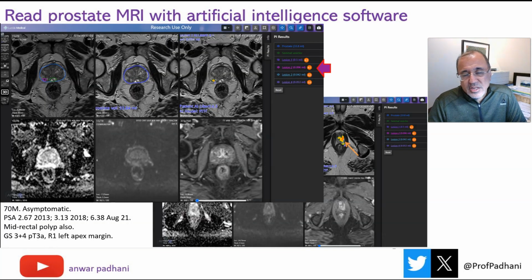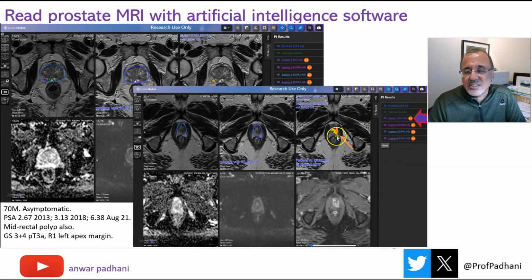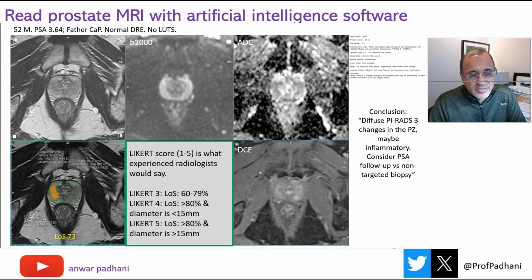Now if we had had the AI available at the time, the AI also spots this lesion. But what else do you notice? You notice that the AI in fact also sees the left apical lesion. In fact, the fact that the radiologist didn't spot this lesion meant that this man was left with an R1 resection at the left apex, leaving tumor behind, therefore needing some sort of post-radiotherapy salvage.